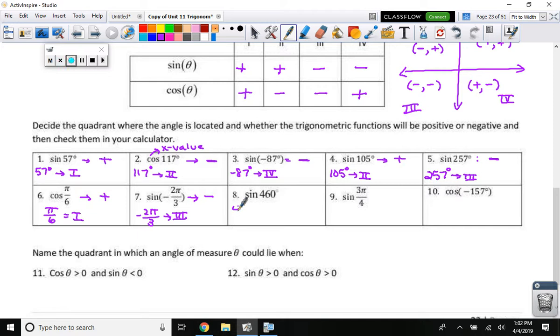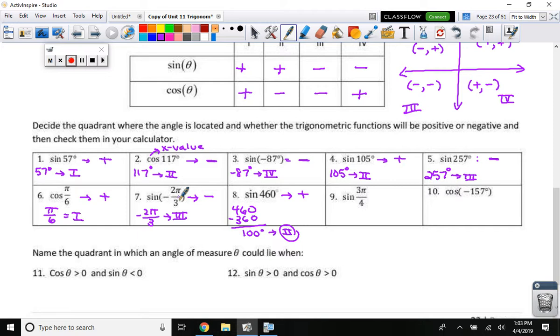460 degrees, okay? So we subtracted 360 to get an idea. It just means we went around once, and you got 100 degrees. Well, 100 degrees is sitting in quadrant 2. So 460 is in quadrant 2, and in quadrant 2, I'd be going left and up. This is the y value, so I know sine is positive.